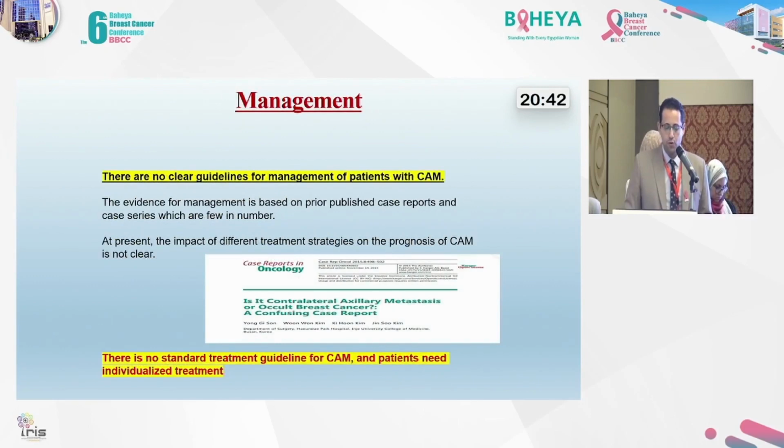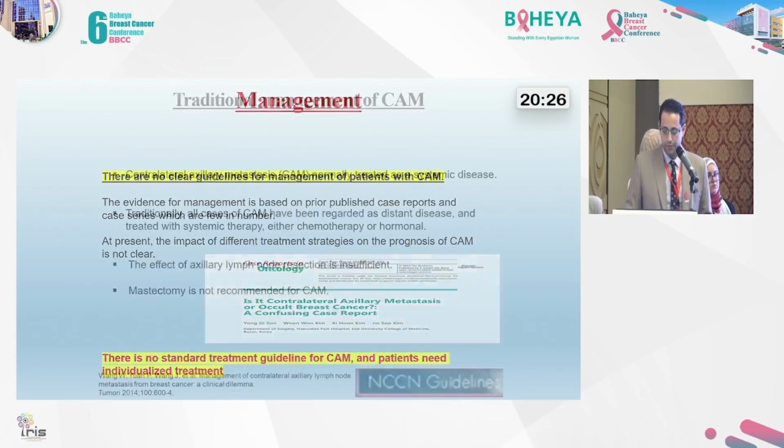Till now, there is no clear guideline for management of patients with a contralateral axillary metastasis due to the rarity of the condition, and there is no standard treatment. Patients need to be individualized in the treatment.